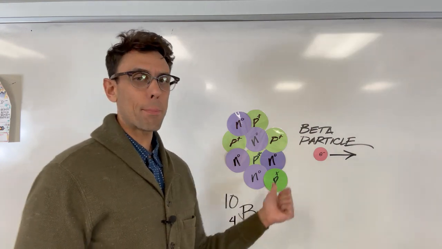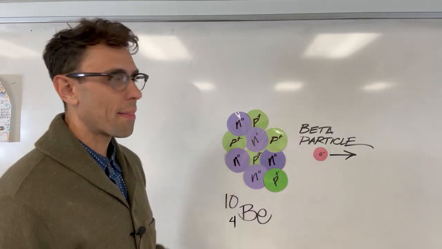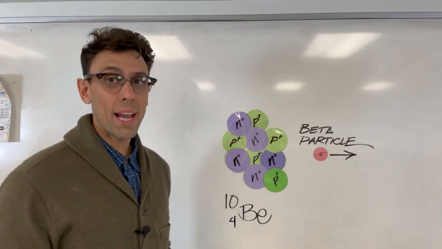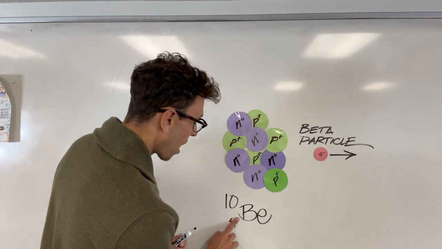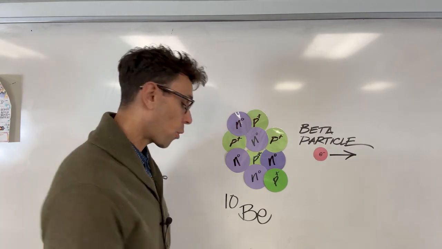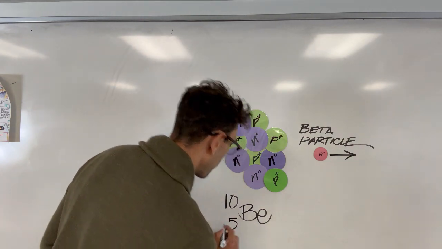Now let's go back to that proton. This is an extra proton that wasn't there before. So what does this mean for the identity of the atom? Well, the atomic number is no longer going to be 4. Now it's going to be 5.